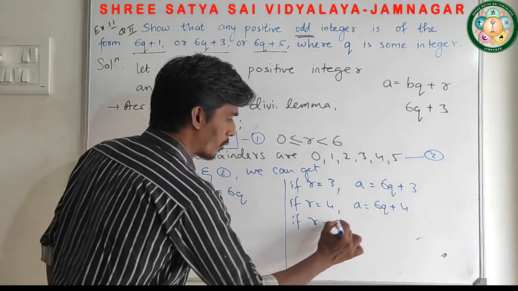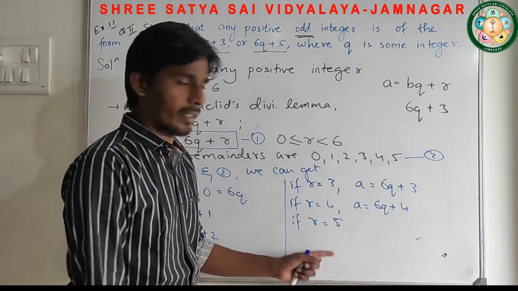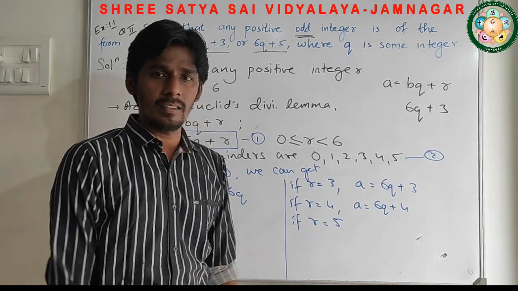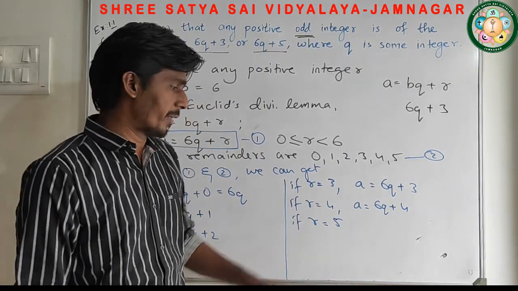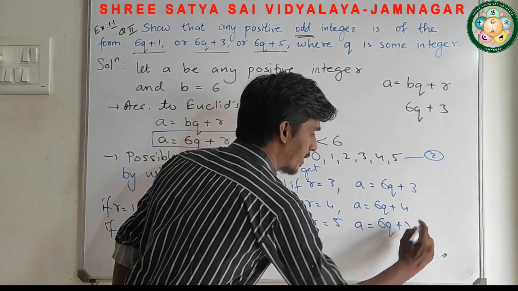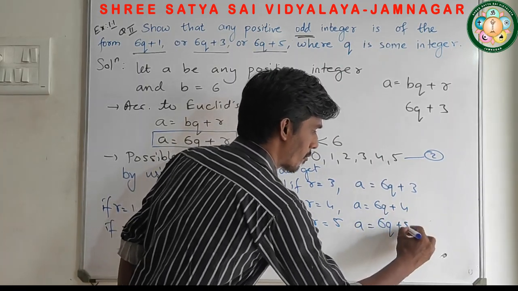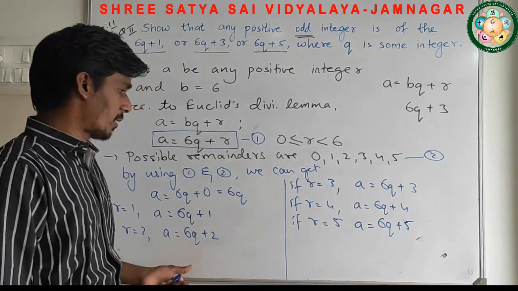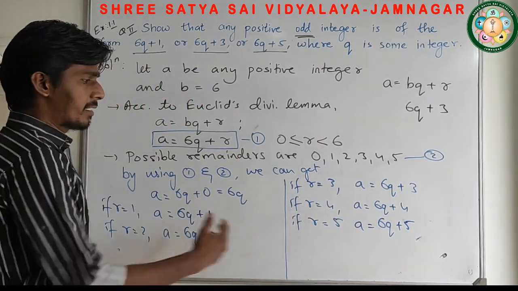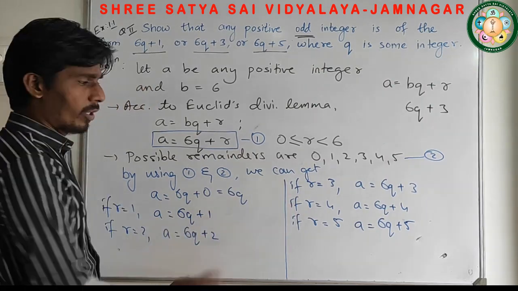If R equals what? 5. Now how far do we have to go? How many values do we have to take? As many remainders as we got, that many values I have to take for the remainder. Now A is equal to 6Q plus 5. So this many values are possible for the positive integer A. Still our 2 steps are left. I hope you understood up to this.